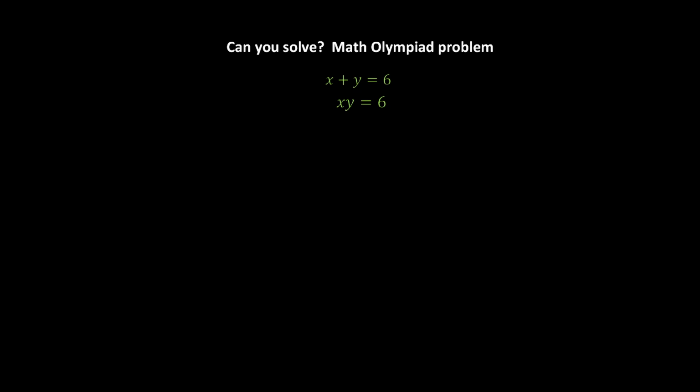How can we solve this tricky algebra problem? x plus y is equal to 6 and x times y is equal to 6. First, let's assume that there are real solutions and that x is greater than 3.